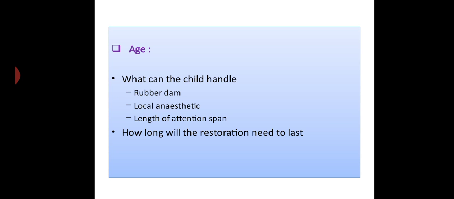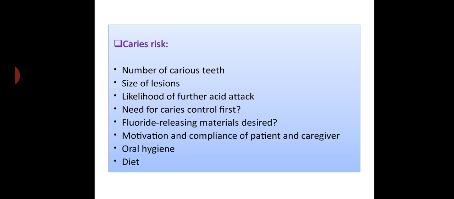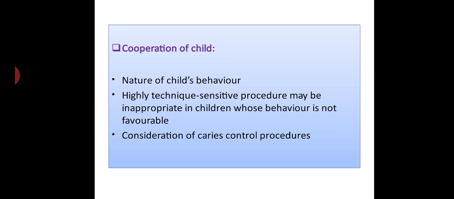Age factors: what can the child handle, such as rubber dam, local anesthetics, length of attention span, and how long will the restoration need to last? Okay, caries factors: number of carious teeth involved, size of lesions, likelihood of further acid attacks, and need for caries control. Also, fluoride releasing materials desired, motivation and compliance of patient and caregiver, oral hygiene and diet.